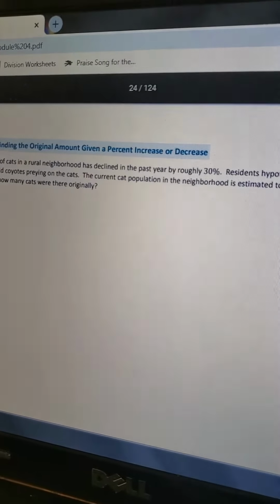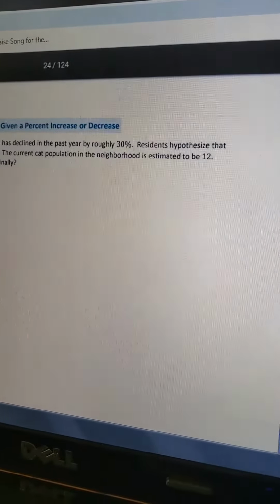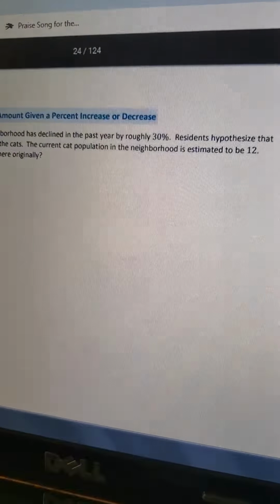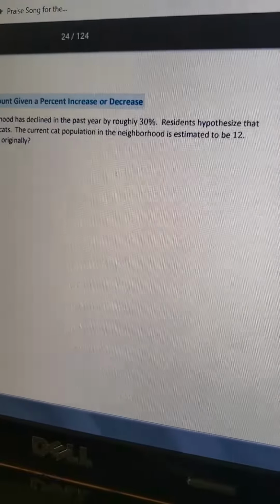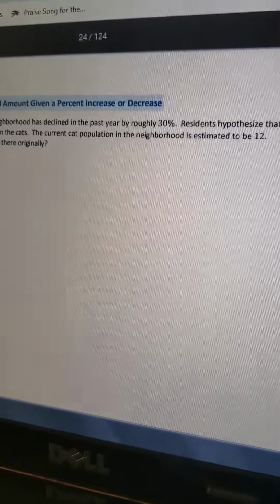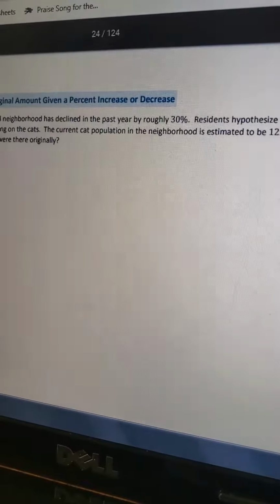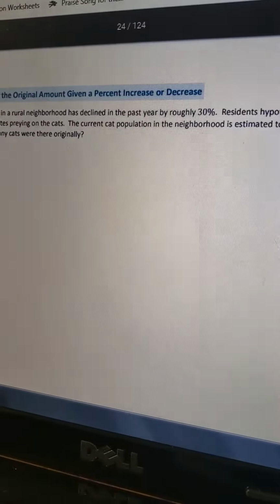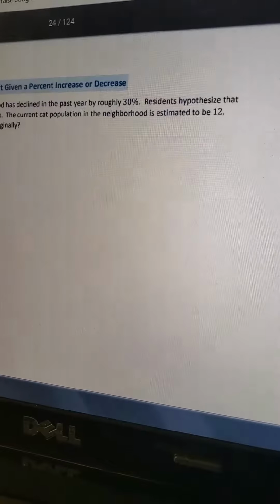the 30% in the problem is that cats have declined 30% in recent years. So if the cats have declined by 30%, that is the percentage of the decrease. But what number do we have? It says the current cat population is estimated to be 12. 30% is the percentage of the decline, but we have the number of cats remaining.